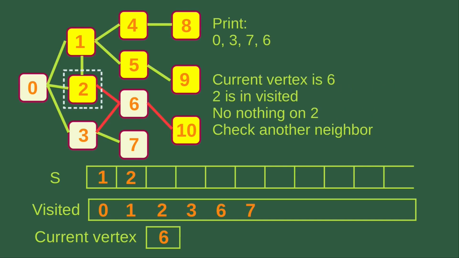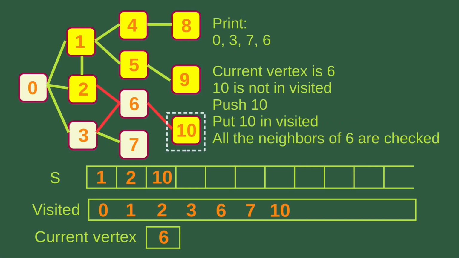Now, let us check number 2 first. Number 2 is already in the visited set. That means we do nothing on it. And we just go to check another neighbor. Now, number 3 is already in the visited set. That's why we do nothing on it. We just go to check another neighbor of number 6. Now, let's check another neighbor, which is number 10. Number 10 is not in the visited set yet. That's why I need to push it into the stack, and I also want to put it into the visited set. And after these 2 actions, all the neighbors of 6 are already handled.